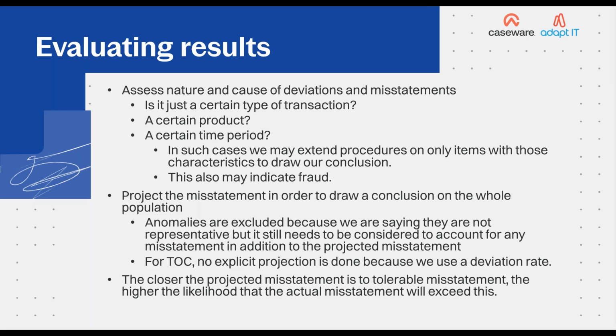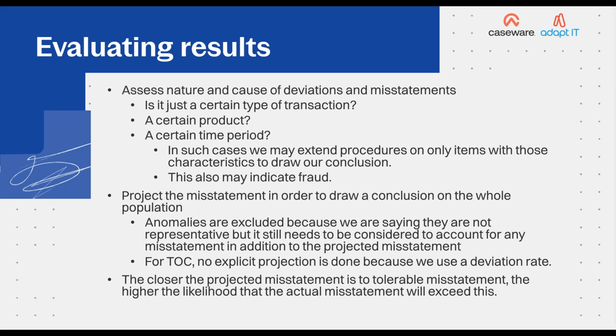It might actually indicate that there was fraud. So we need to be clear as to why this mistake happened and how can we be sure that it wasn't a bigger problem than just this invoice or this payment or this data that we see. All right, then when we are doing substantive work, we will project the misstatement in order to conclude on the whole population, and we'll see how that happens.